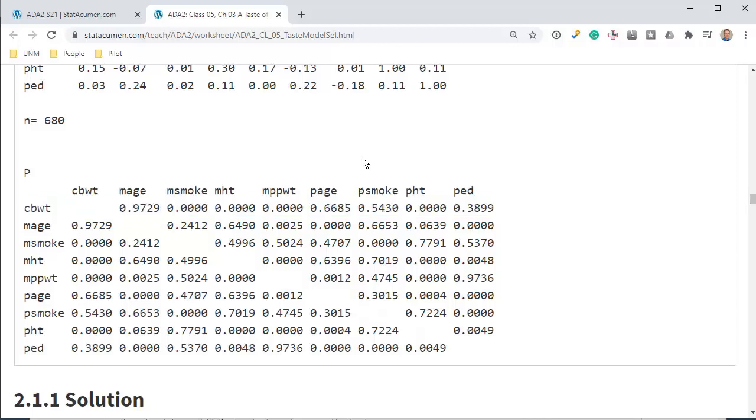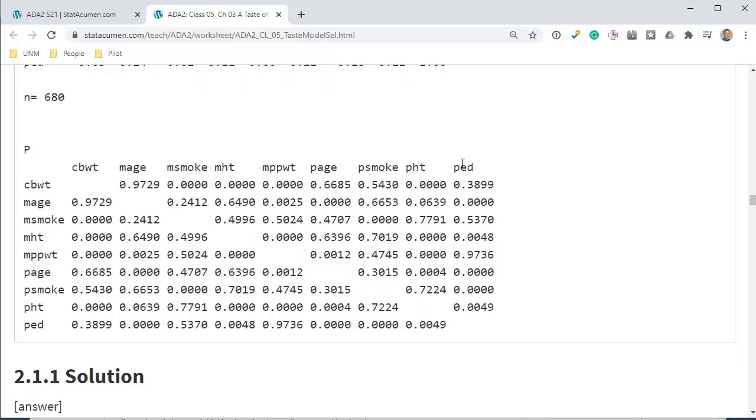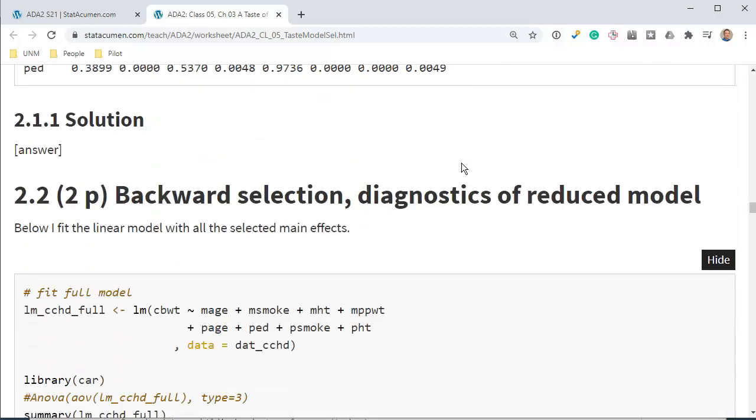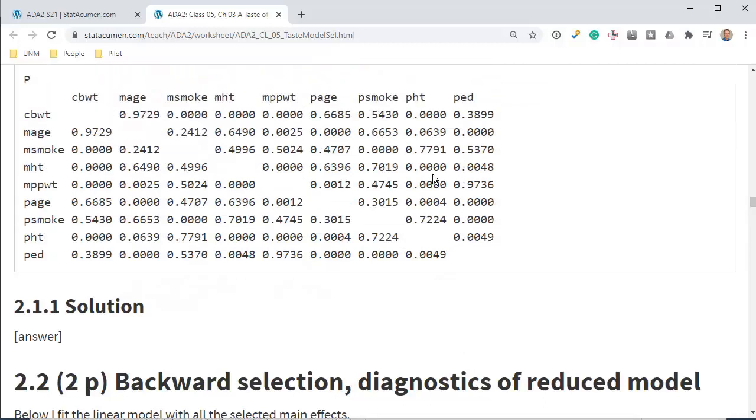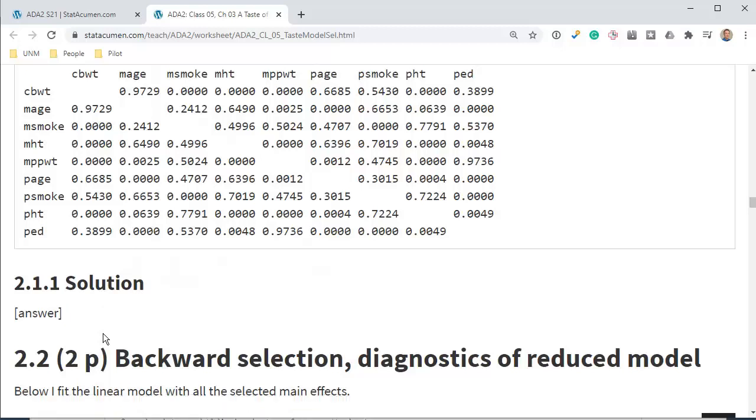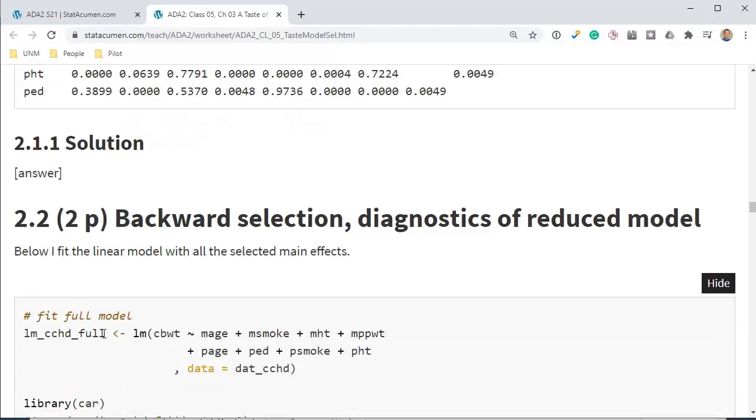Now, it happens that a variable that is not important by itself becomes important when other variables are in the model. So I wouldn't rule these other variables out yet. Instead, that's what we're going to do when we use backward selection. So some of those observations that we saw in the plot, go ahead and note them down here in the solution. All right, let's move forward with backward selection.